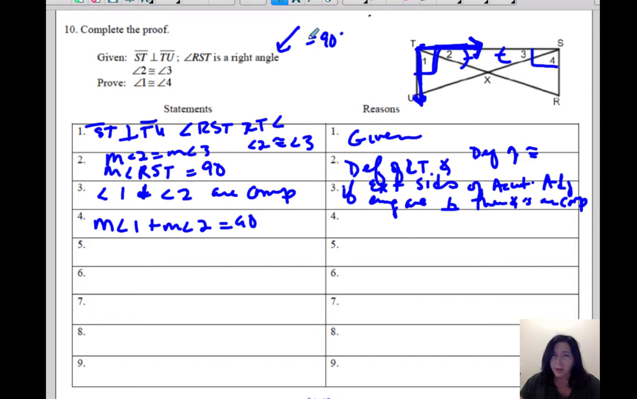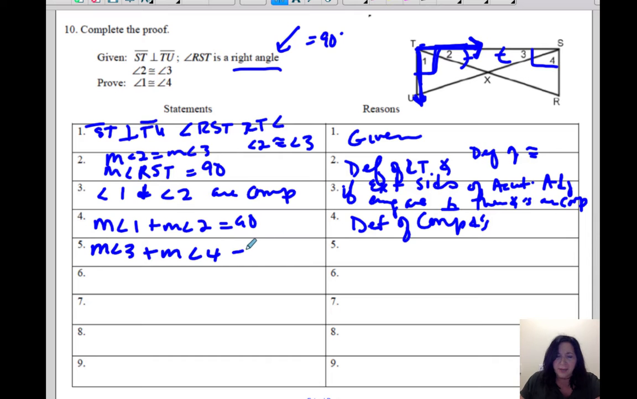And that is not this. They're not saying it's a right angle. I'm saying that those two angles, by the definition of complementary angles, the sum of those angles is 90 degrees. I would then say we know that 1 plus 2 is 90. We also know that the measure of angle 3 plus the measure of angle 4 is equal to the bigger angle, RST. And that's just angle addition postulate.